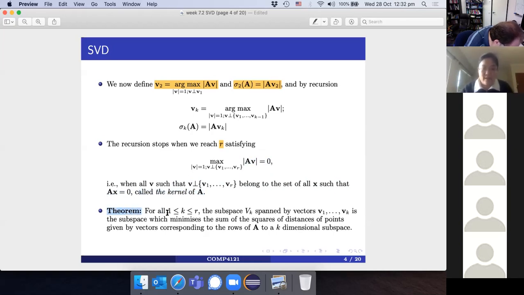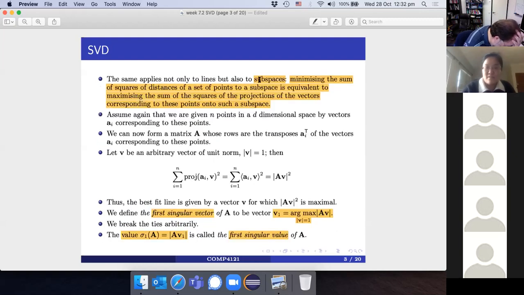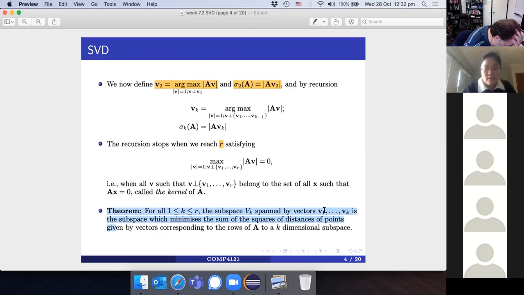And then we have our first theorem here. For all k in the range of 1 to R, the subspace Vk spanned by all of the singular vectors from V1 to Vk is the subspace which minimizes the sum of the squares of the distances of the points, given by the vectors corresponding to the rows of A, to a k-dimensional subspace. Actually, this theorem is the same as the problem here, or the solution to the problem here, but we reformulated the problem into a matrix format.